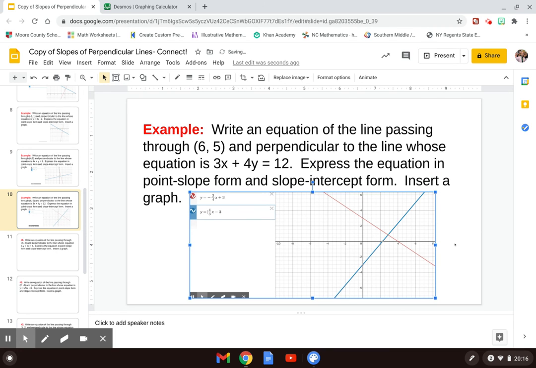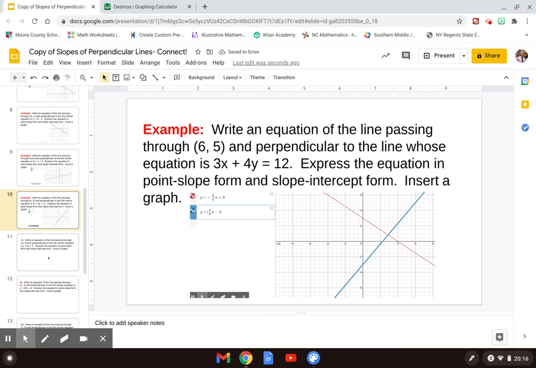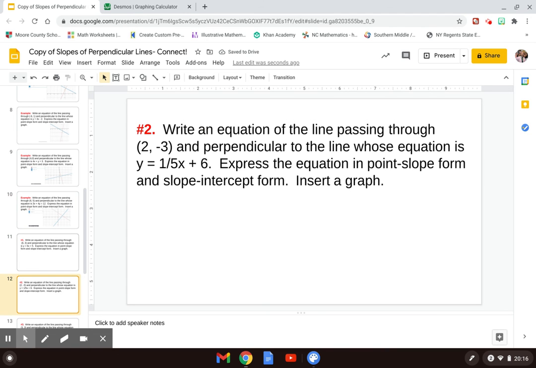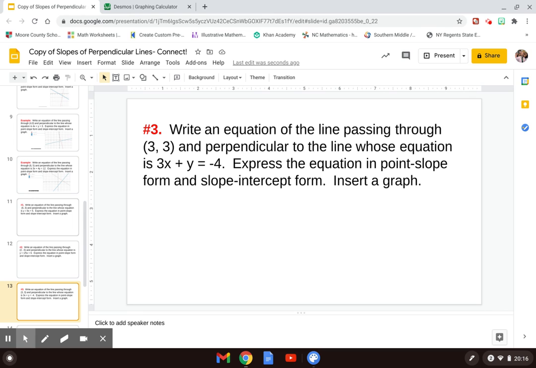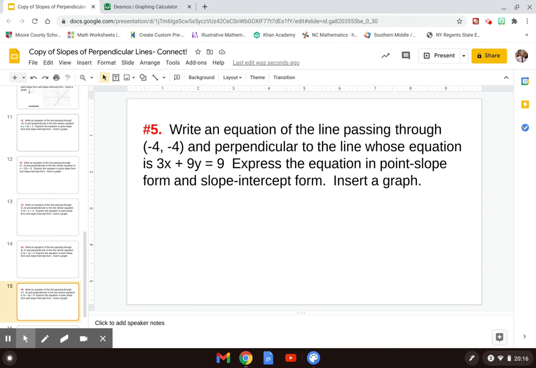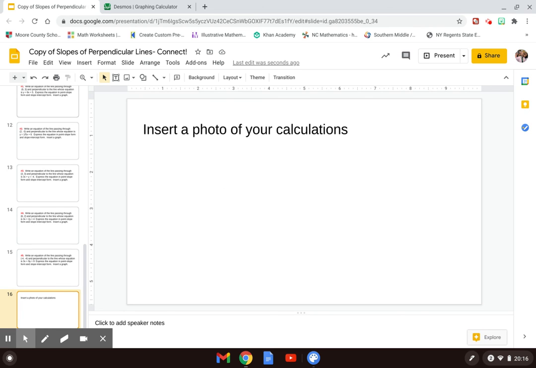Here's the graph. So what you're going to do for the rest of these is, the first 2 are both in slope-intercept form. Then 3, 4, and 5 are all in standard form. And then finally, insert a photo of your calculations.